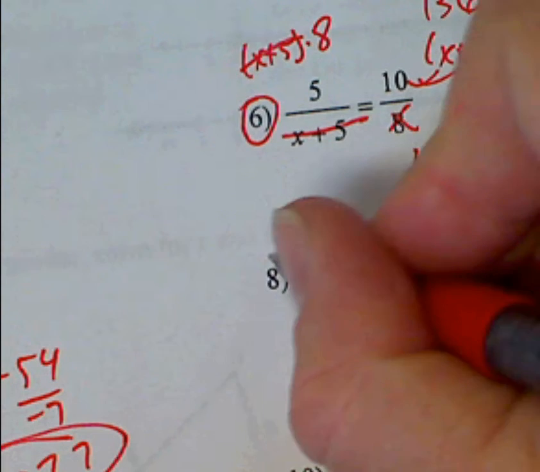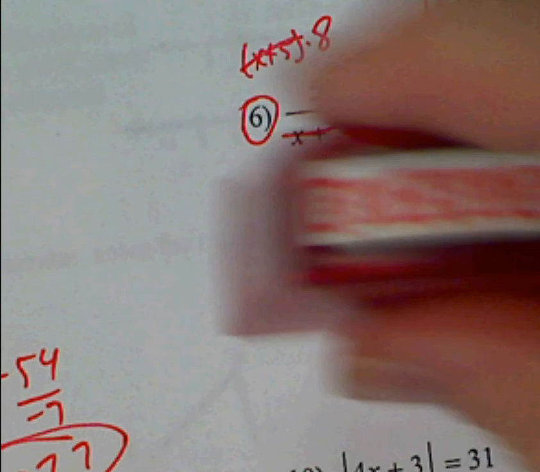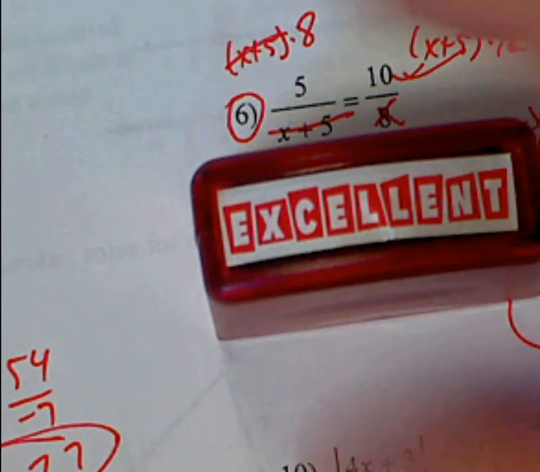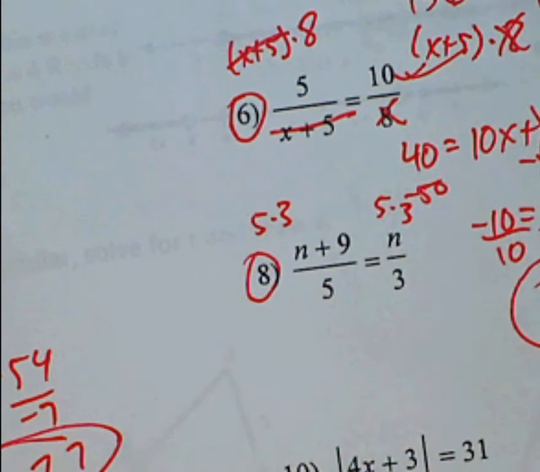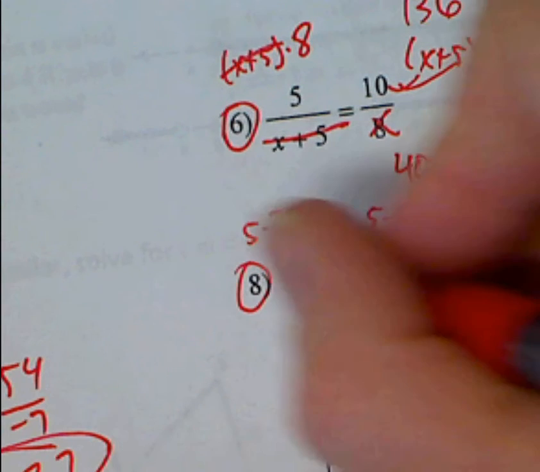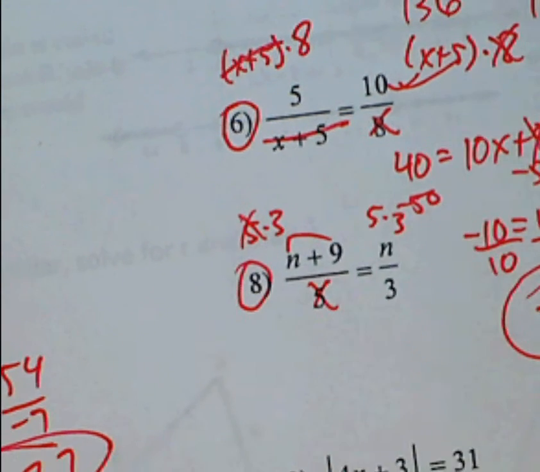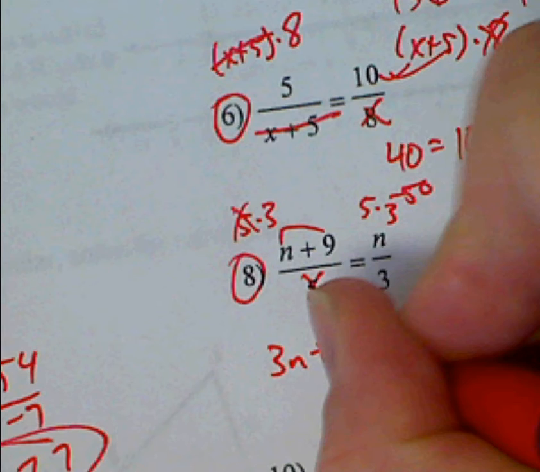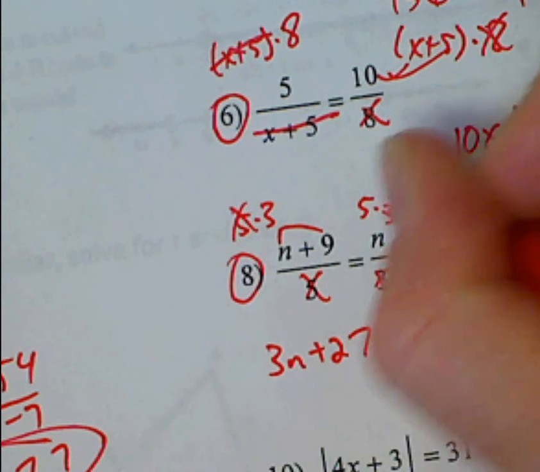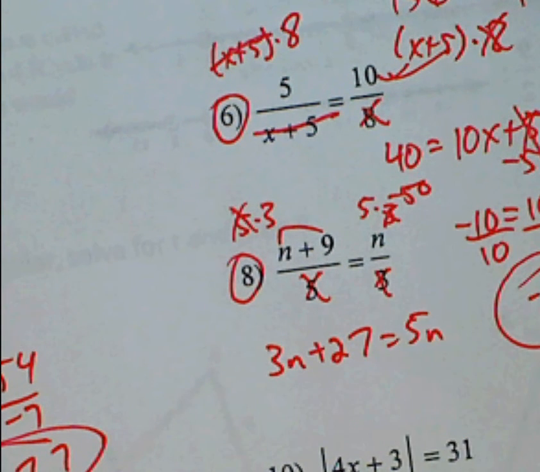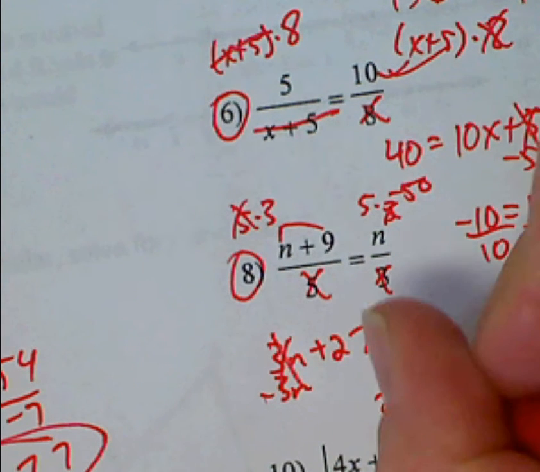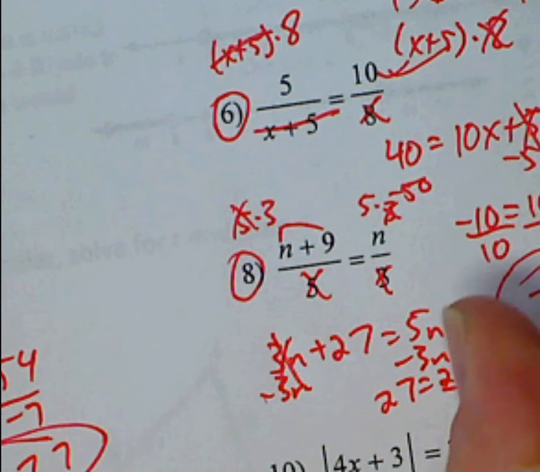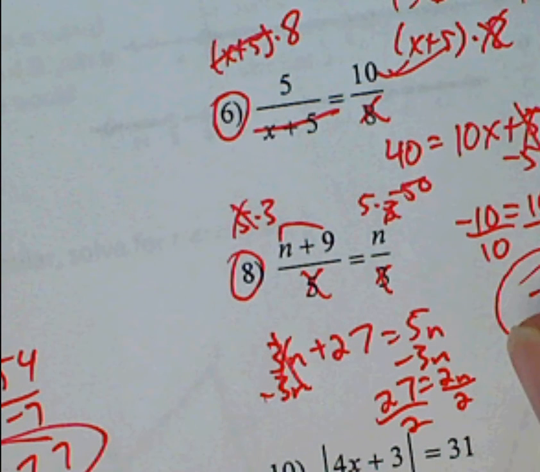Number 8, pause the video and try. On number 8, I want to multiply by 5 and 3, 5 and 3. My 5s would go away. I can go ahead and distribute my 3. That's 3n plus 27. My 3 would go away. That leaves me with 5n. Subtract 3n, subtract 3n. 27 equals 2n. I could go ahead and divide by 2, and I get 13.5 equals n.